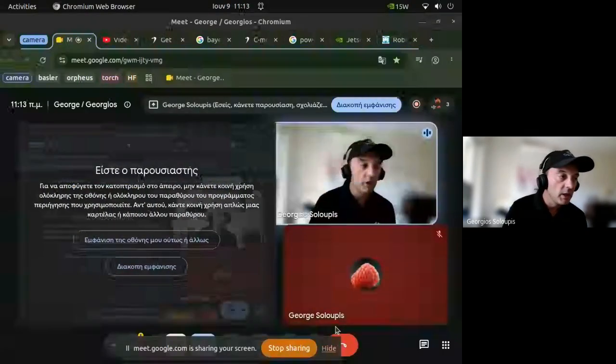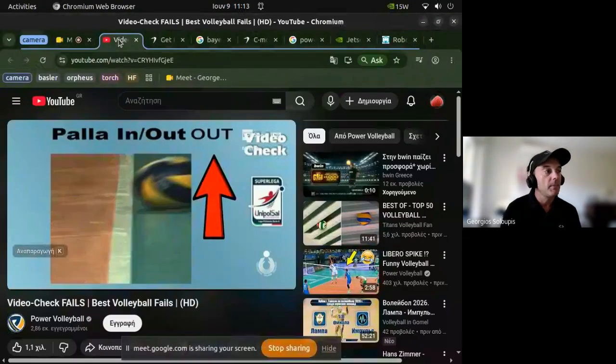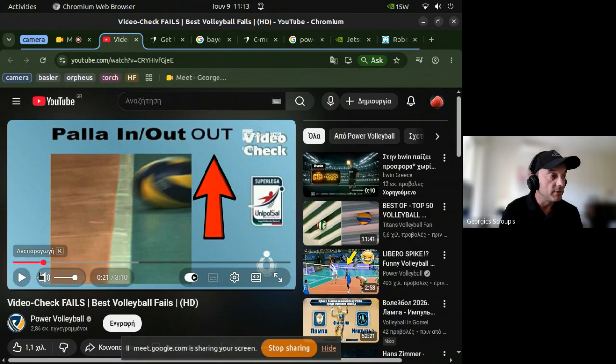Let me share the screen and show you some examples of why this block touch sometimes is really difficult to figure out. So I'm sharing the screen. We're going to see some footage and some examples from volleyball matches to understand why sometimes this is really difficult.